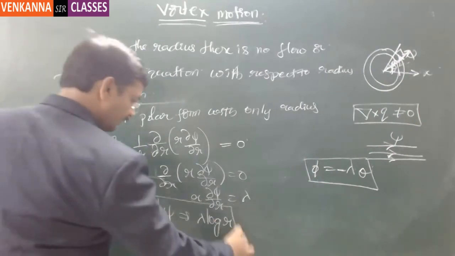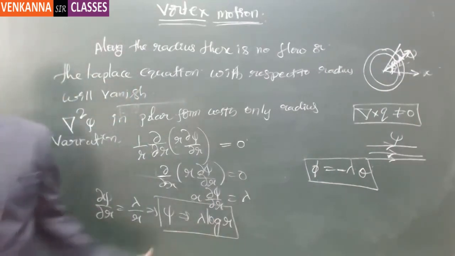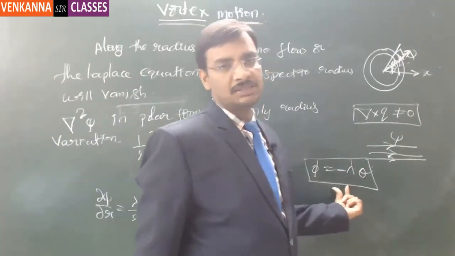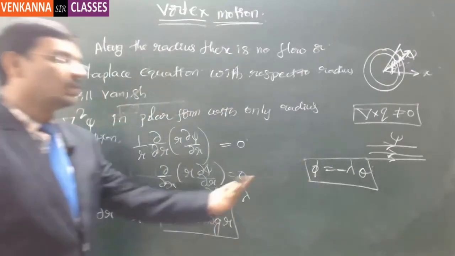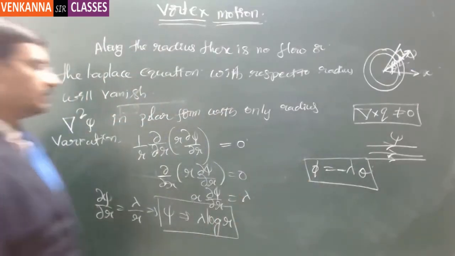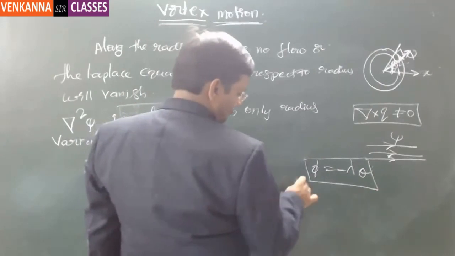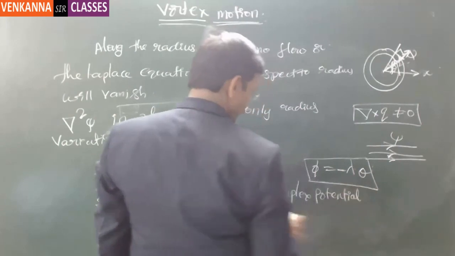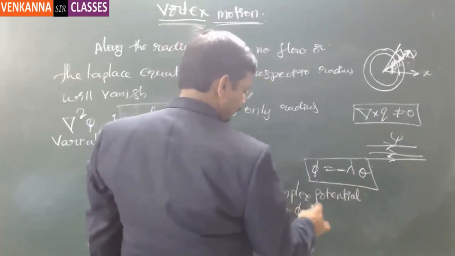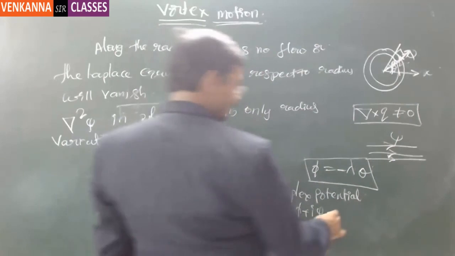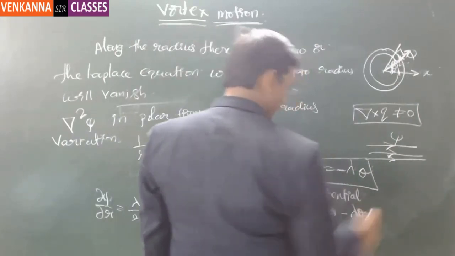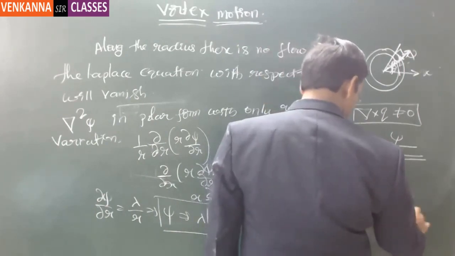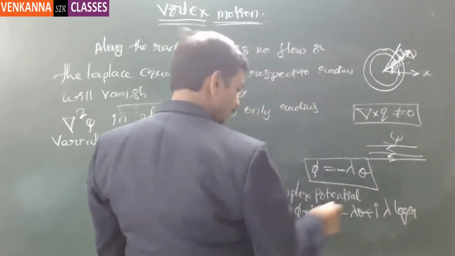So psi is equal to lambda log r, and this is the function in case of circular flow. This is the potential function in case of circular flow. So these two together will form the complex potential. W can be written as phi plus i psi. So phi is minus lambda theta, plus i times psi, which is lambda log r. This is how we model the complex potential.